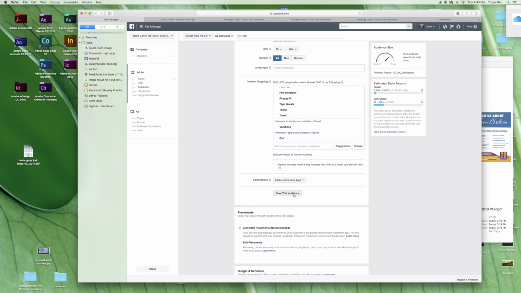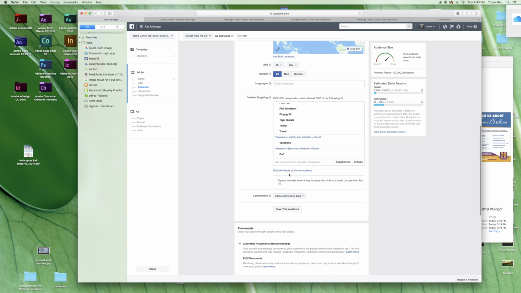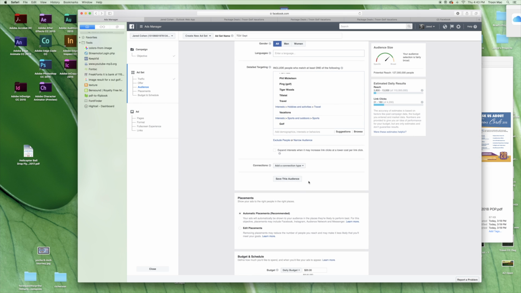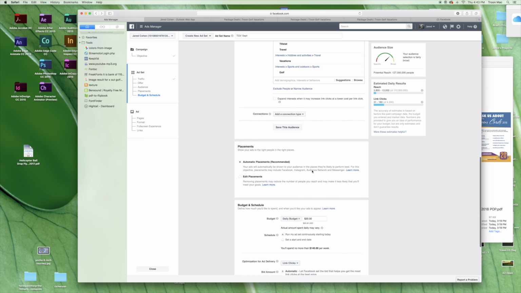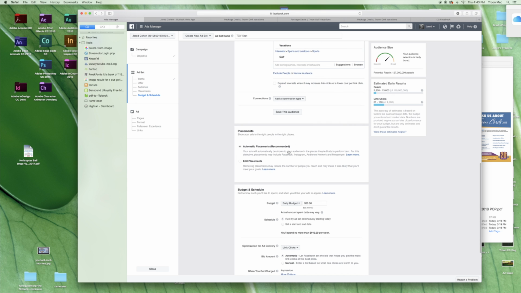It does give you the option to save the audience for future use. And if you do that, it'll help you in further ads that you do down the line. If you don't want to go through this whole process over and over again, you can save the audience and you can have it for next time. I'm not going to do that right now. I like to kind of change it up, but that's an option that you can do to make the process move a little quicker.